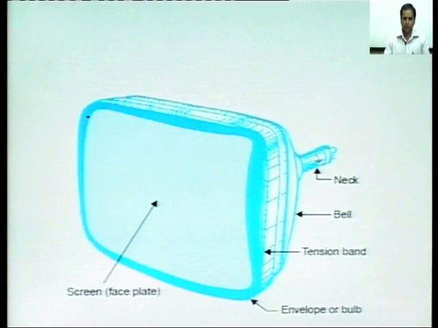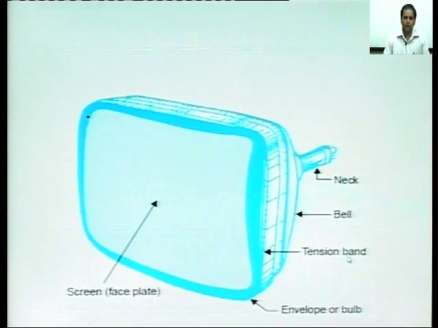This is the neck of the picture tube, as you can see from here. This is the bell. Bell means this extends from a small orifice at the neck to a large one which we see at the raster, or the screen as we normally call it. So, this is the raster. The bell is a bell-like shape which extends from a small orifice into a larger one.